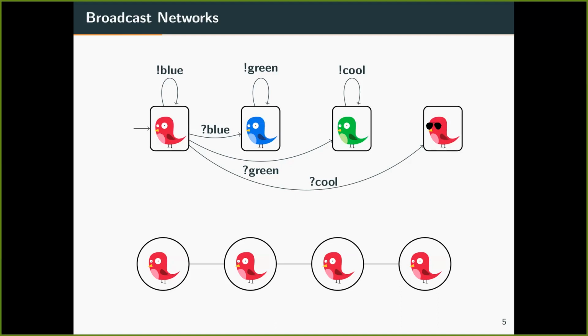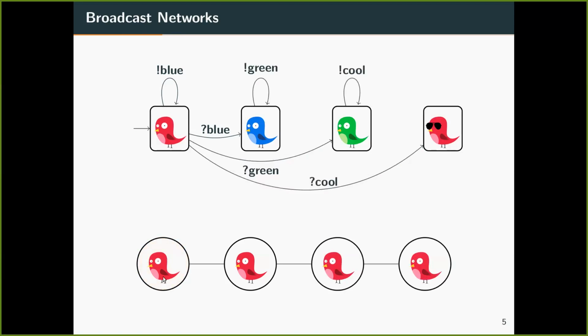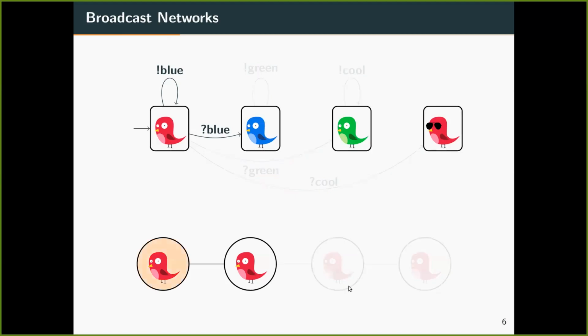So let me illustrate this by means of the example given here. Assume that we start at this initial path graph on 4 nodes, and the agent on the leftmost node broadcasts a message blue. This is received by its only neighbor, the second node, which then takes this transition to go from the red state to the blue state.